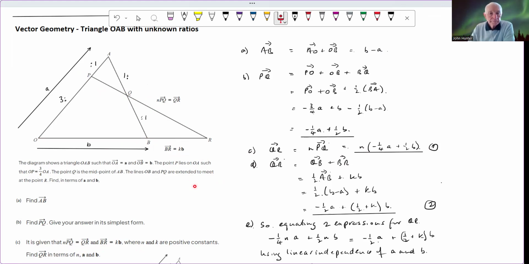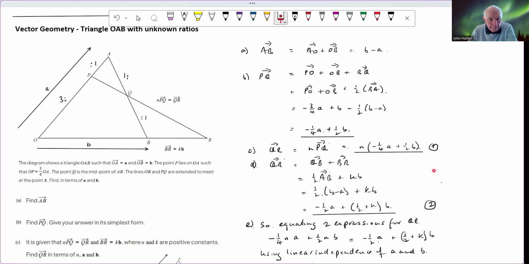We could define this slightly differently, couldn't we? Certainly in this case, we could say that PQ equals N QR, with N inverted, so it's just a question of definition really. But that's what they've given us to use, so we're obviously just going to stick with that.